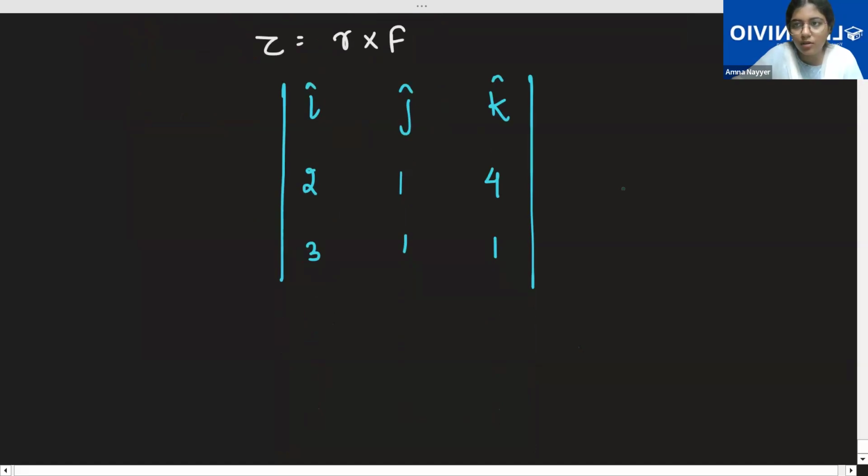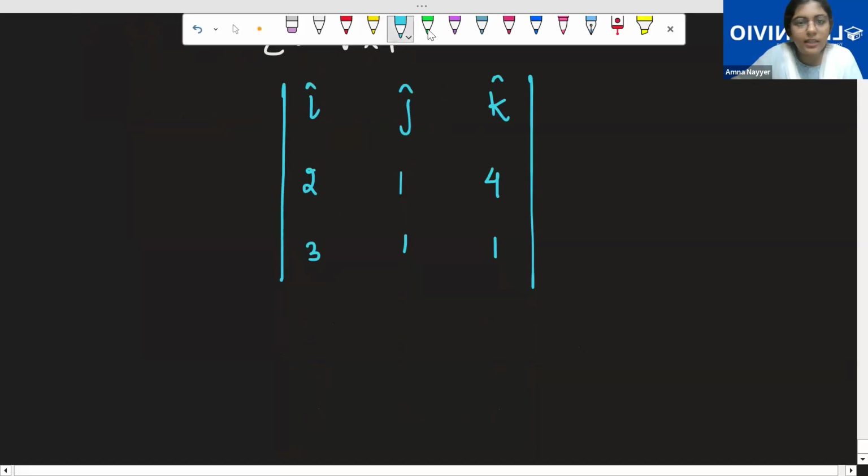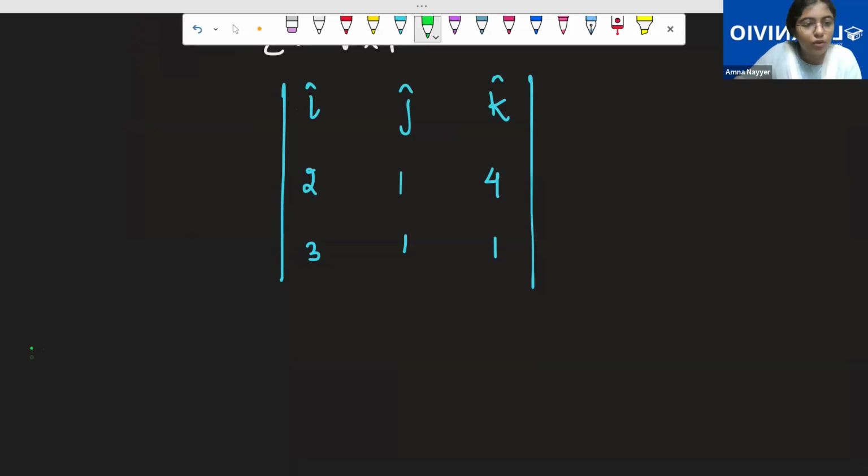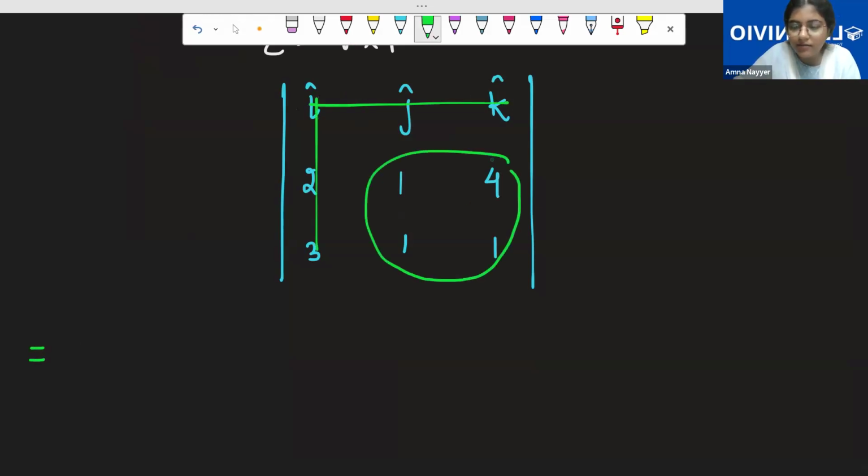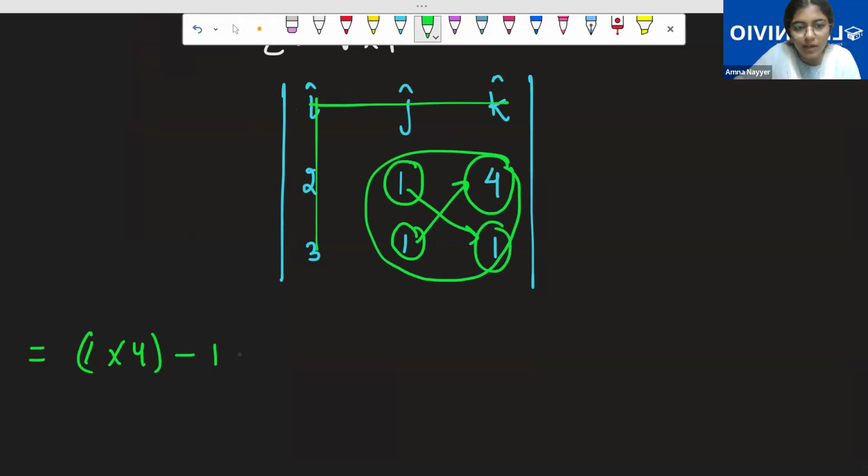Now see how we have to solve. When you have to write the I cap, you strike the column and the row. What is left? These 4 are left. Go diagonally down minus diagonally up. Means 1 multiplied to 4. So 1 into 4 minus 1 into 1.